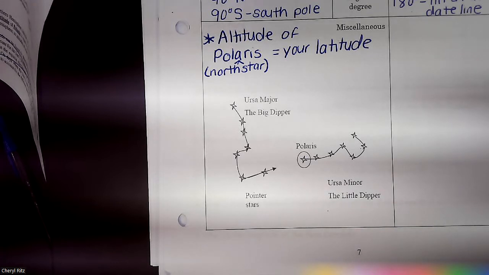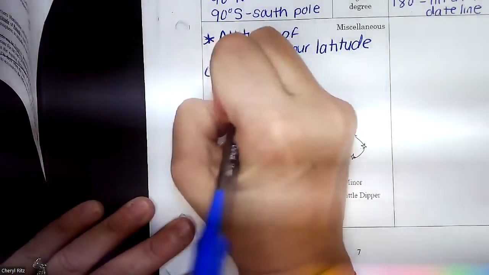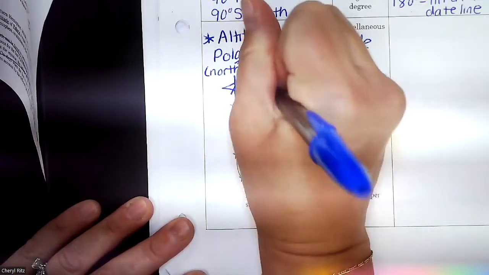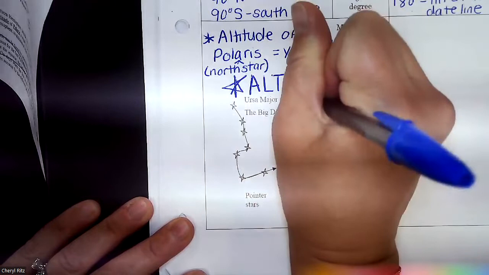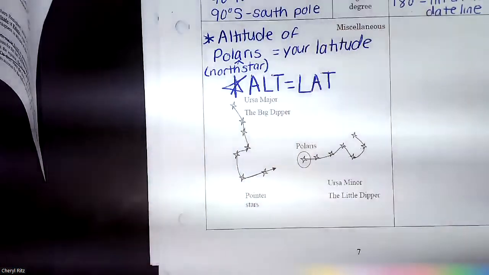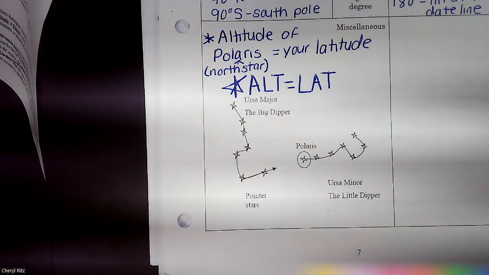I'm telling you guys, I have taught earth science for 14 years. There are 3 Regents exams every year. And on every single Regents I have ever seen, this is a question. Definitely something you must know for the Regents is that altitude of Polaris equals your latitude. I like to abbreviate that, and I'm not kidding, you need to know this. Alt equals lat. So altitude of Polaris equals your latitude.